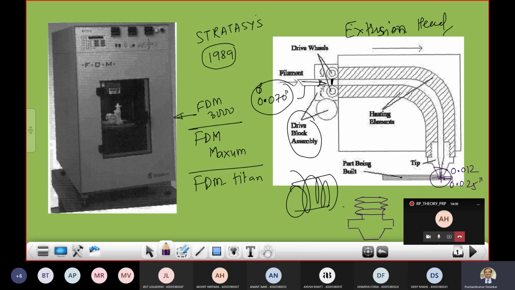cutting that particular sheet. So the amount of time needed after building the height, or after building the component in the Z direction, for cooling down or for solidifying, will be more in case of the components made using FDM, and in case of LOM you will find that the time is comparatively lesser. Okay.